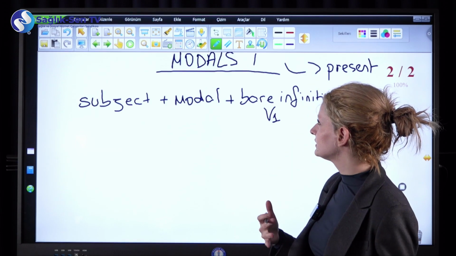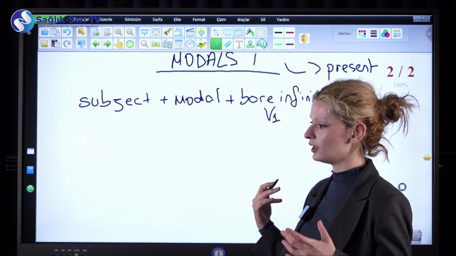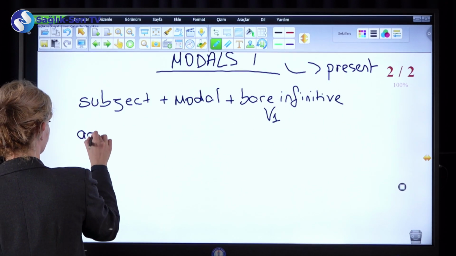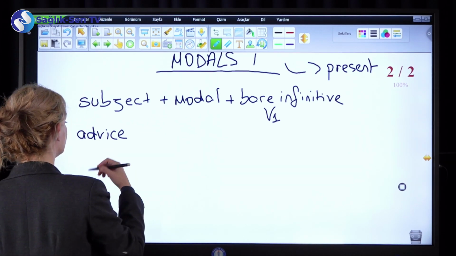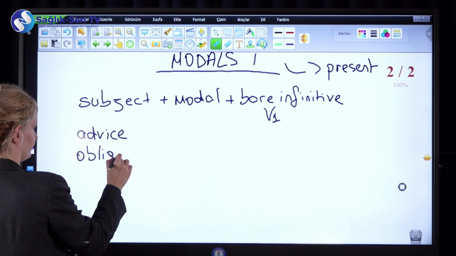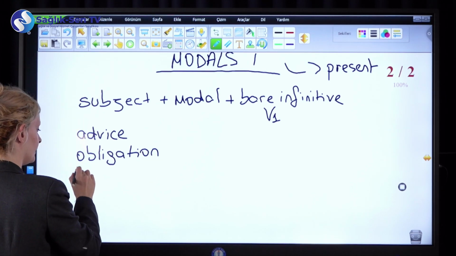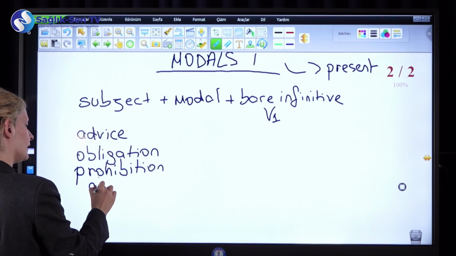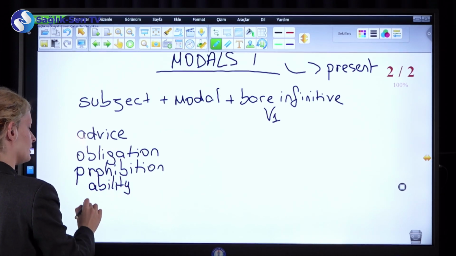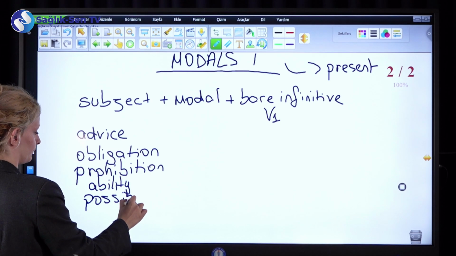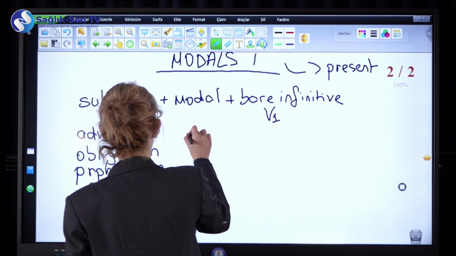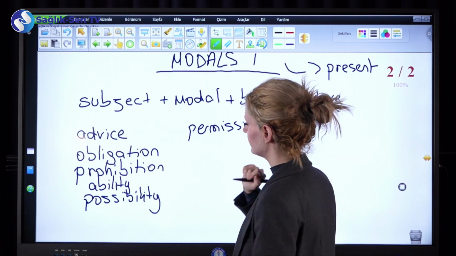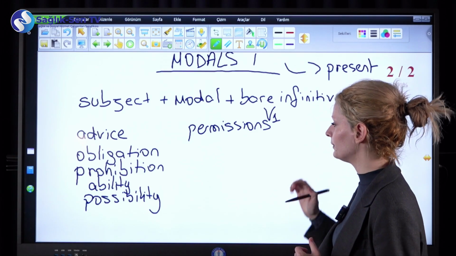And what are the modals that we're going to examine in modals 1? They are the ones that give the meaning of, for example, advice, obligation, prohibition, ability, possibility, permissions, and so on. There are a couple more.